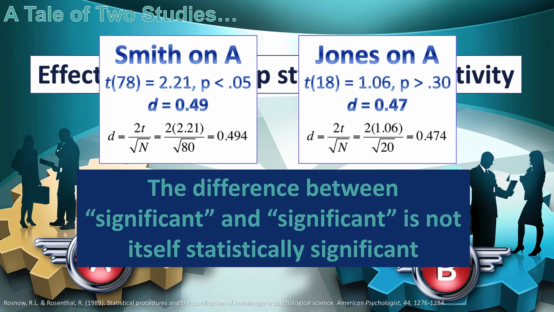And be sure that you're not led astray by the idea that if one study is significant and the other study is non-significant, well then the significant study is better than the non-significant study, or the program studied in the significant example is better than the non-significant example. The difference between significant and non-significant is not itself statistically significant. One program, statistically significant, the other research program, non-significant, but they actually both had the same finding when we examined it in terms of effect size.